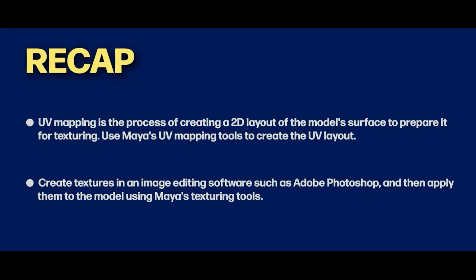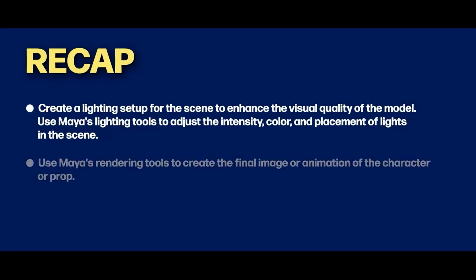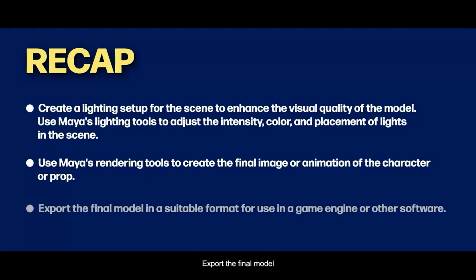Create a lighting setup for the scene to enhance the visual quality of the model. Use Maya's lighting tools to adjust the intensity, color, and placement of lights in the scene. Use Maya's rendering tools to create the final image or animation of the character or prop. Export the final model in a suitable format for use in a game engine or other software.